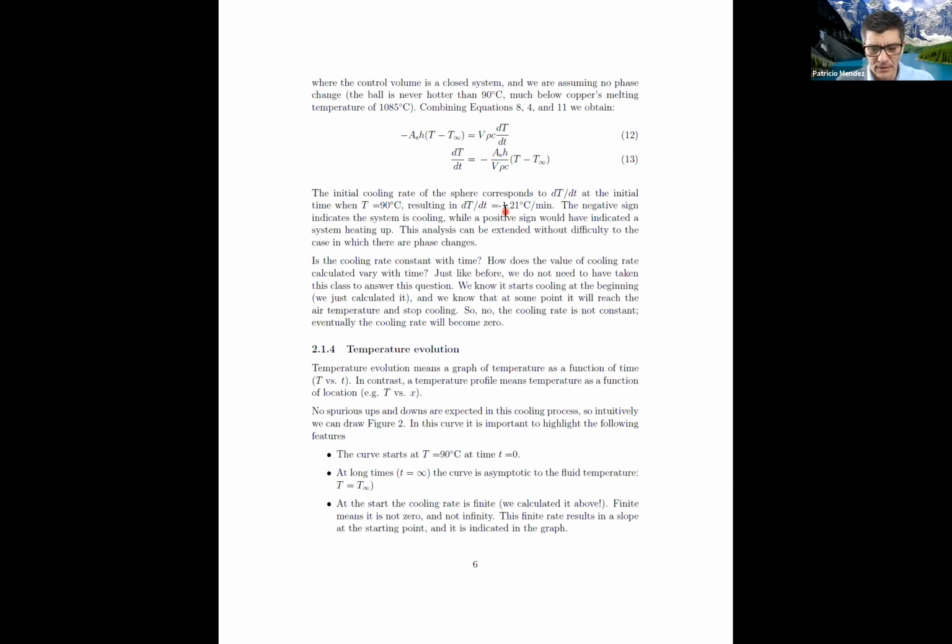Okay, so I have another question, and I would like to hear from the first of you your thought. So is this cooling rate we calculated, 1.21 degrees C per minute, constant or not?